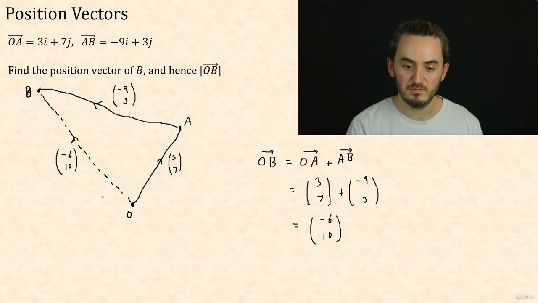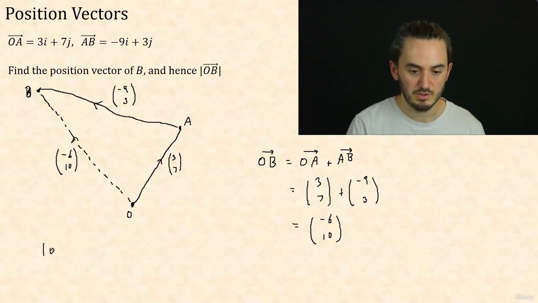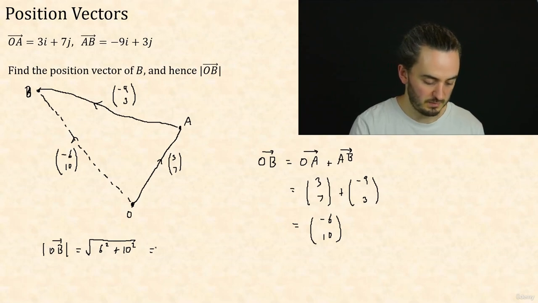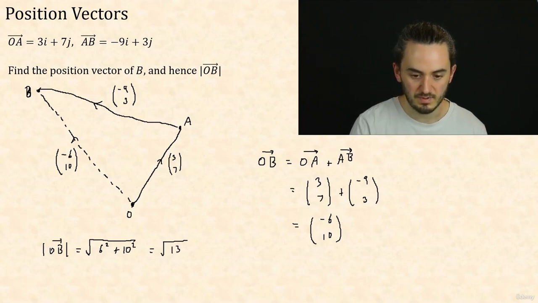So now that we've found the position vector of B, we can find the magnitude of OB because we just do Pythagoras, as you know. So the magnitude of OB is the square root of the i part, which is negative 6, but we just do 6 squared because squaring it makes it all positive anyway, plus the j part. So that is the square root of 36 plus 100, so root 136, which simplifies down to 2 root 34.